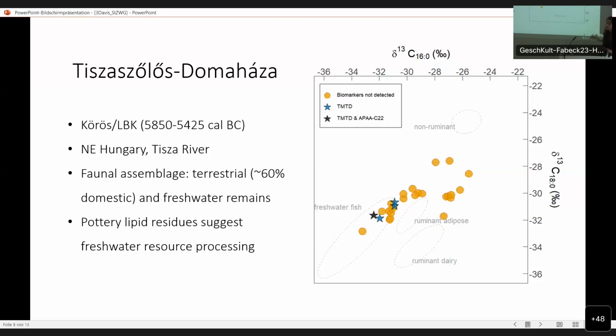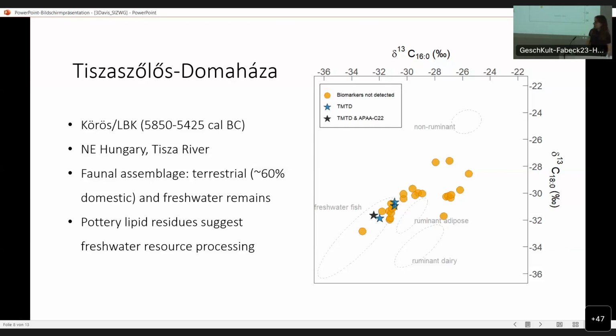So if we look at the pottery residue data, it's the same plot as before, the C16 and the C18 fatty acid values, plotted against modern reference data in the ellipses. Each of the points on the plots represents an individual pottery vessel, and the orange circles are those in which no biomarkers have been detected, and then the blue stars are where we've detected just one of the biomarkers or the two most diagnostic in combination. So you can see that there's quite a cluster towards that freshwater fish range, and then a few of those samples are also containing those aquatic biomarkers.